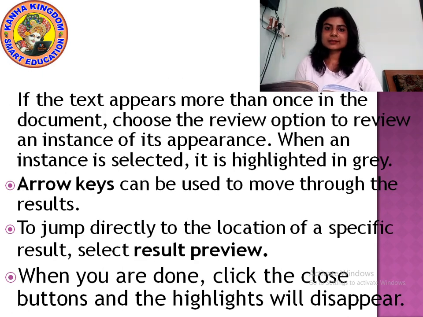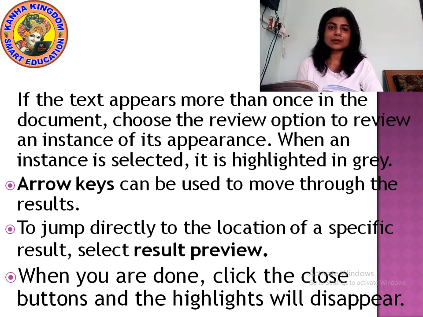Now let me read the next step. If the text appears more than once in the document, choose the Review option to review an instance of its appearance. When an instance is selected, it is highlighted in gray. Suppose you have written a particular word more than once. You have to choose the Review option to review an instance of its appearance.